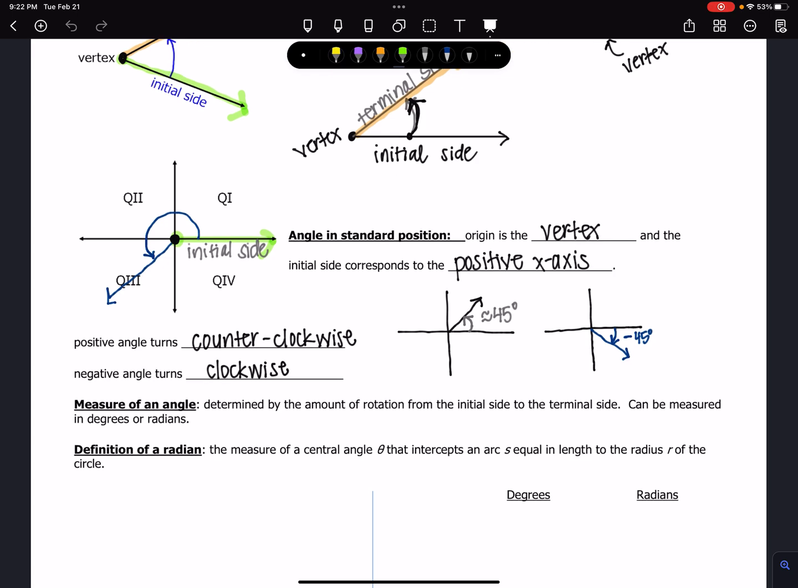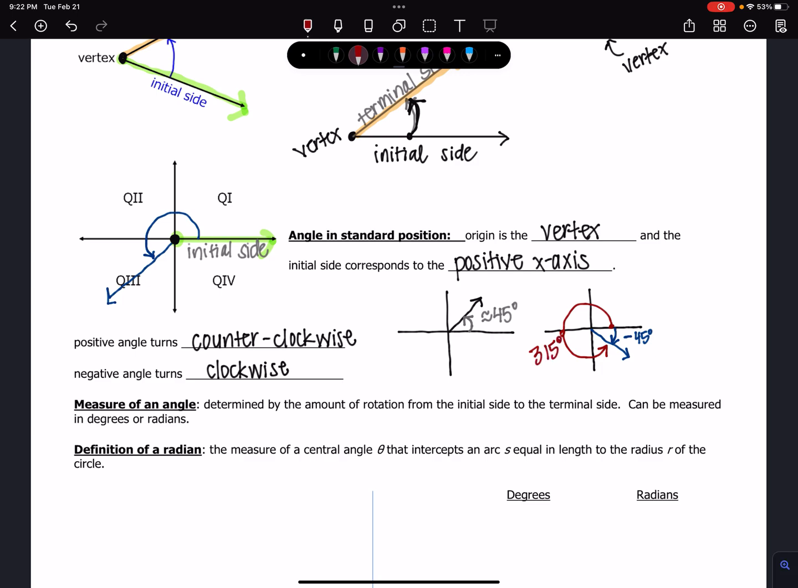So the measure of an angle is determined by the amount of rotation from the initial side to the terminal side. If I were to start at this initial side right here and turn this way, that would be 45 degrees shy of 360. That would be a positive 315 degrees. Now positive because you're going counterclockwise.